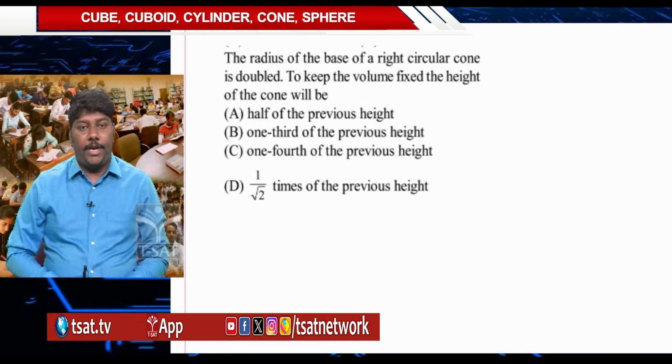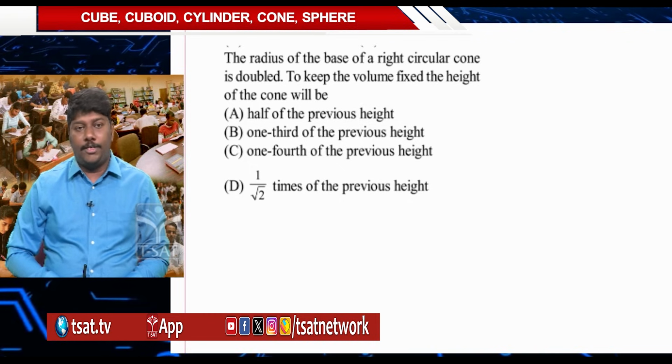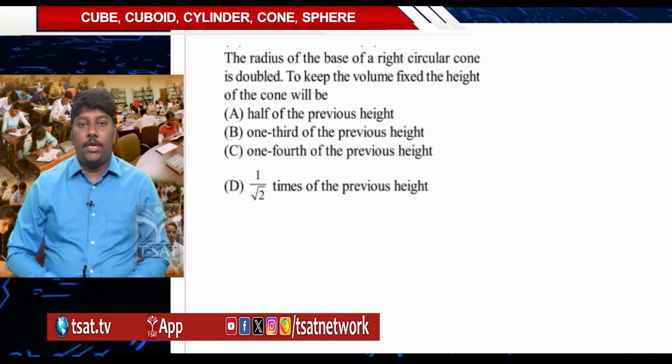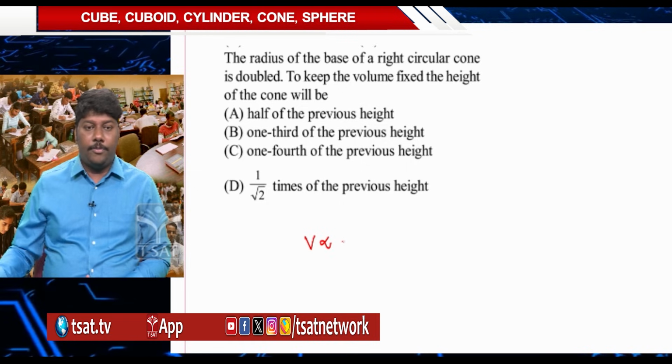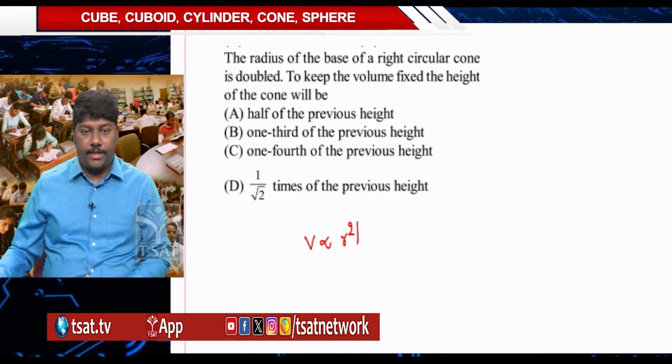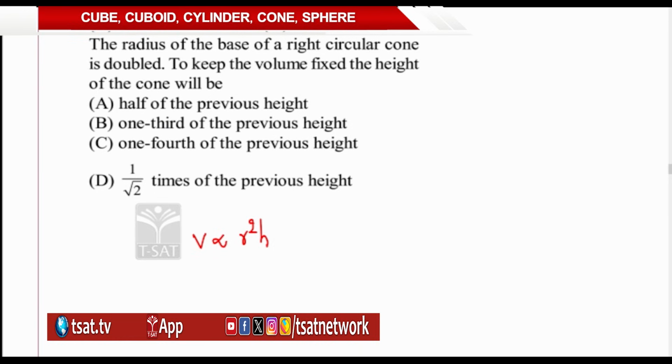the radius of the base of a right circular cone is doubled. So radius is doubled. To keep the volume fixed, the height of the cone will be, see, for cone it is actually what? Volume is directly related to square of radius and height. If radius is doubled, so this actually becomes what? Double means 4 times. Height must become 1 by 4, because doubled means 2 times, 2 times whole square is 4 times. So in order to make the volume same, you have to make the height as 1 by 4th of height.